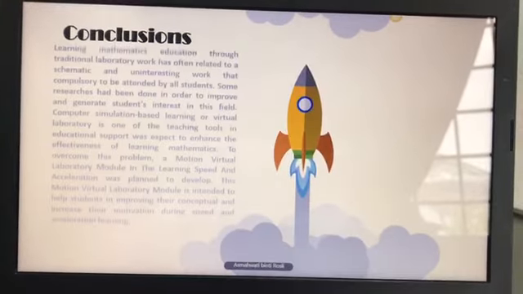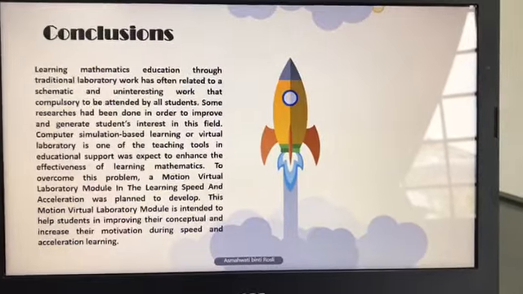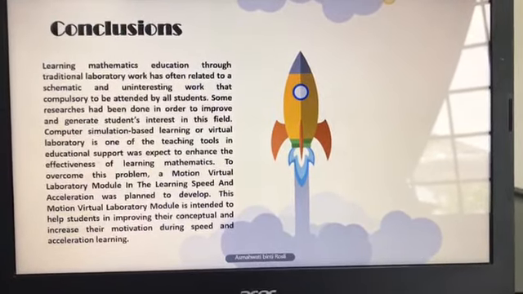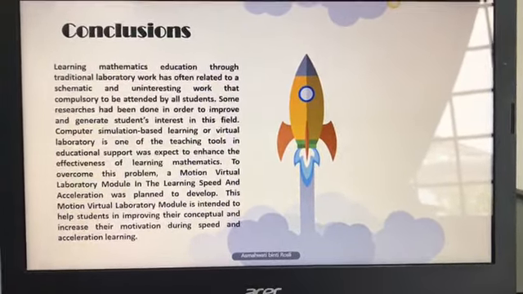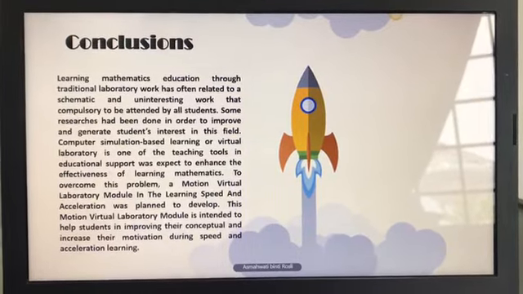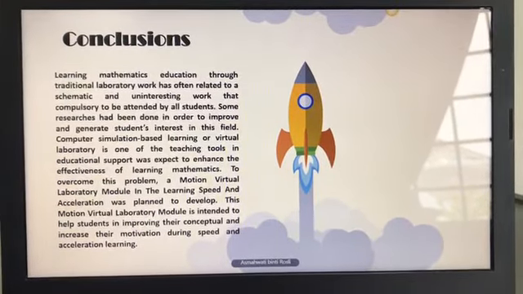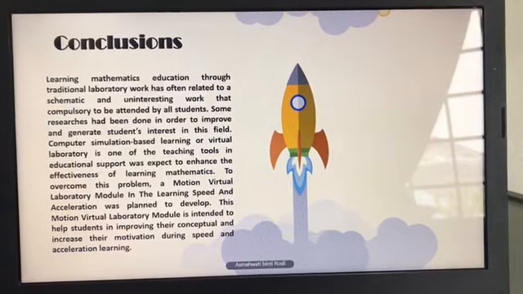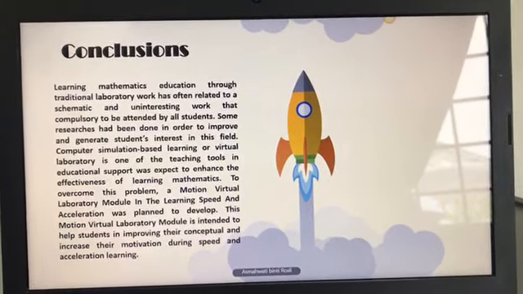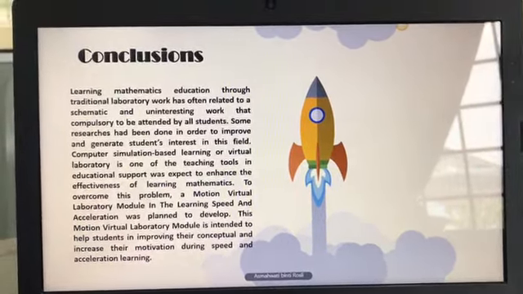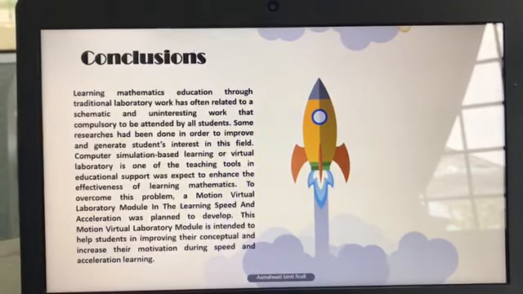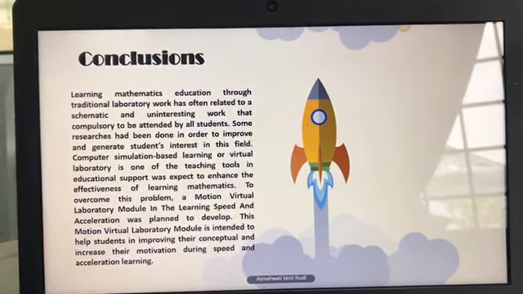We go for the conclusion. The conclusion is that learning mathematics education through traditional laboratory work has often been related to thematic and untested work that is compulsory to be attended by all students. Some research has been done in order to improve and generate student interest in this field.